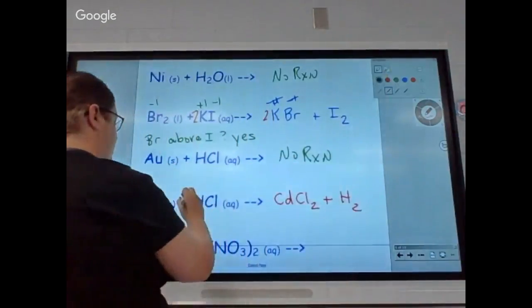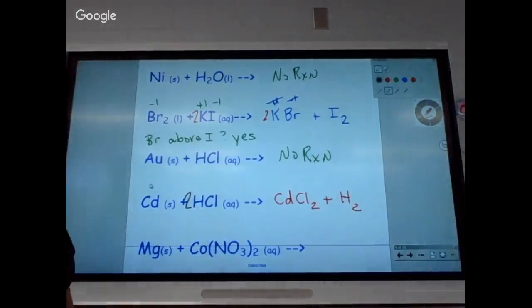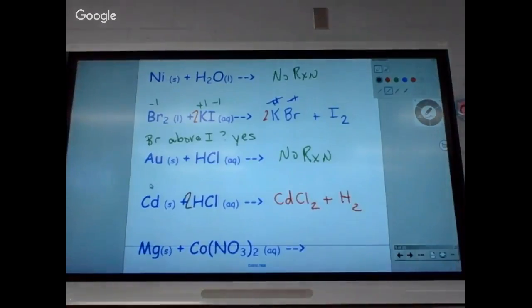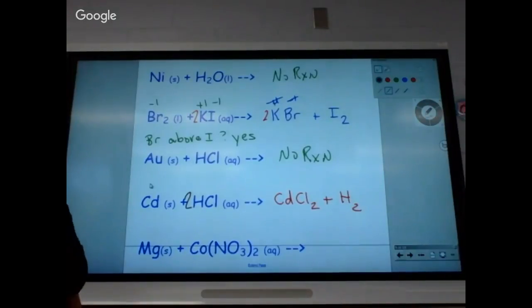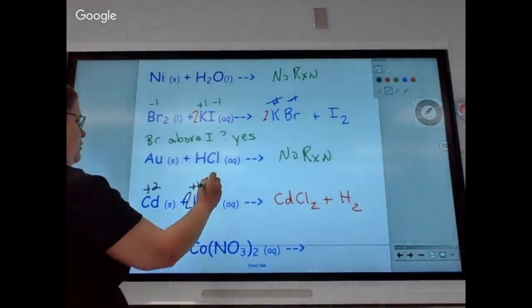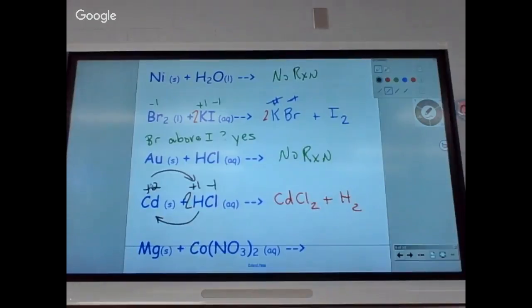No. So I need a 2 there. Yep. How come the CO is like, oh, never mind. So you can put the, like, CD and CL and H can be flipped. Was that one you had to look up? It's just straight single displacement. +2, +1, -1. I switched those two. The only one you have to look up is a metal plus water.